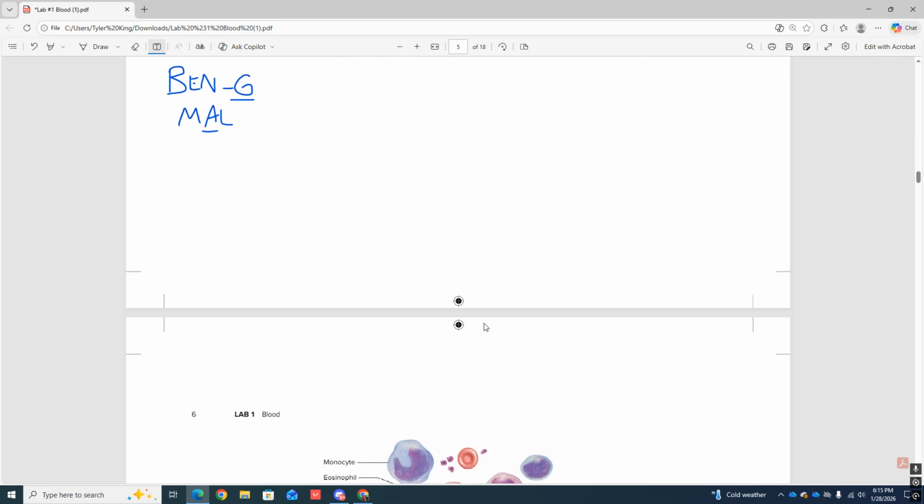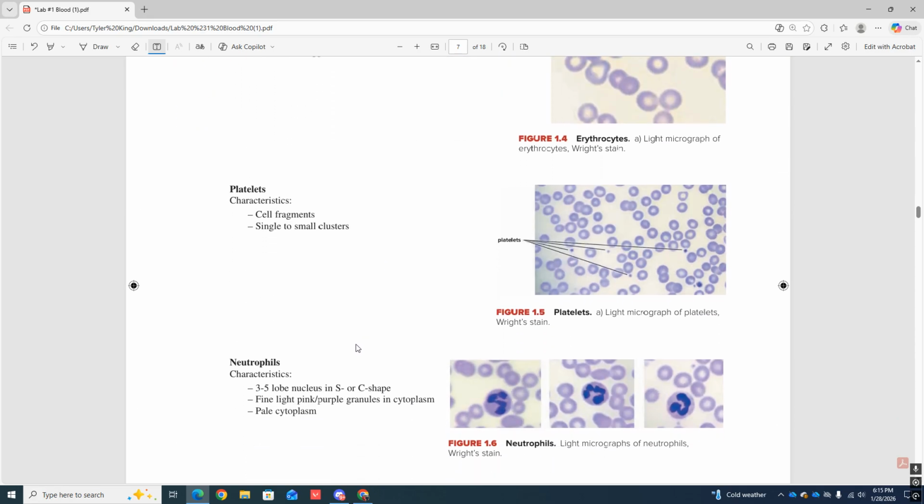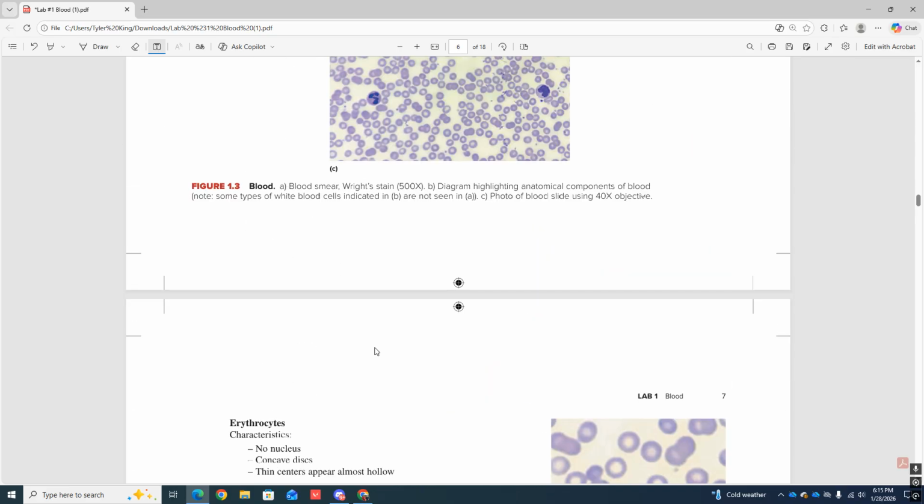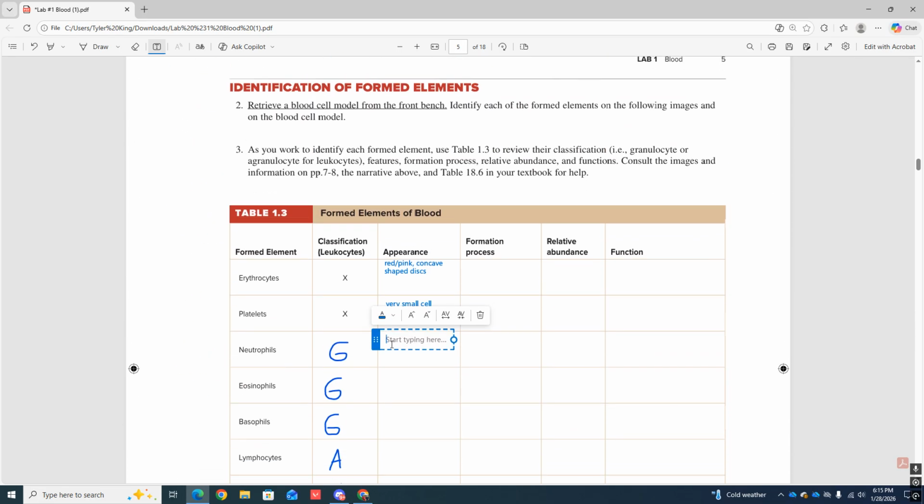All right, now neutrophils. If we scroll down, you can look at the pictures here. It's about a 3 to 5 lobe nucleus in an S or a C shape. You can have some color in there too. So a 3 to 5 lobe S or C shaped nucleus with, you could say, pinkish granules, remember, this is a granulocyte.